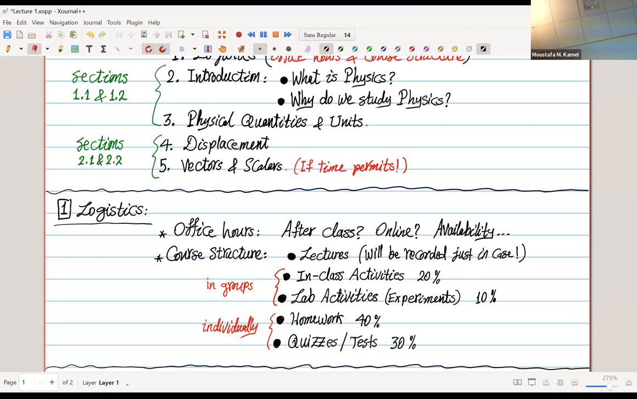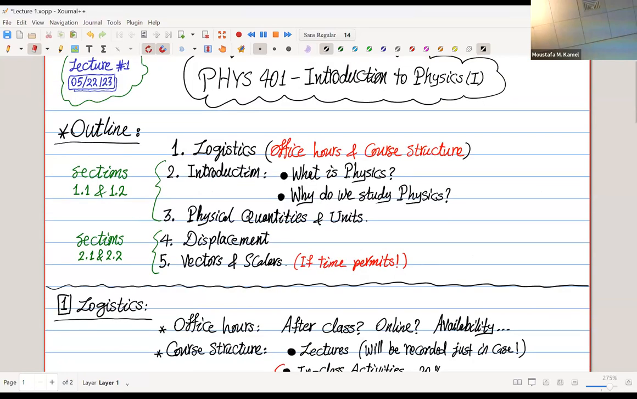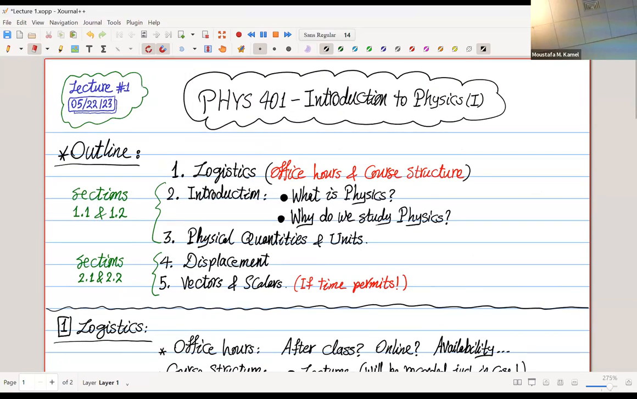So what we have on the agenda for today, the outline: first, we will discuss some logistics, office hours, and course structure. Office hours are already set, I don't want to take much time talking about that. I will just send you a poll after class so we can see what times you are available.